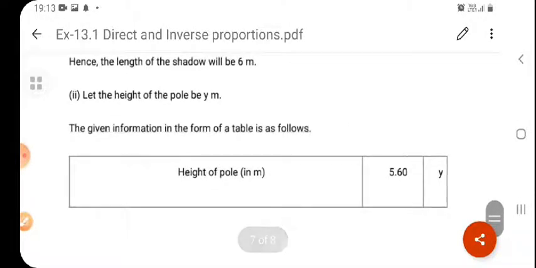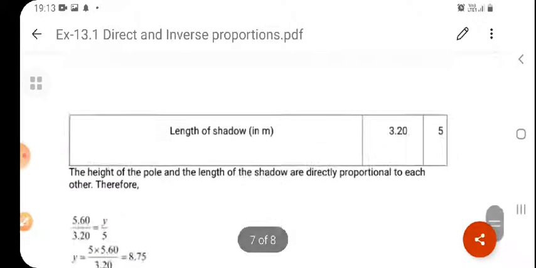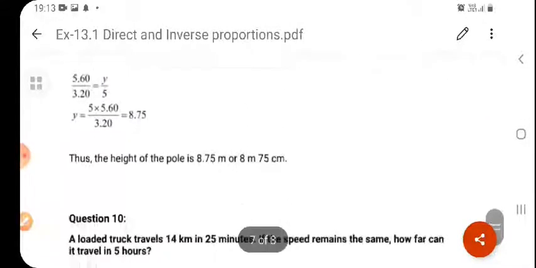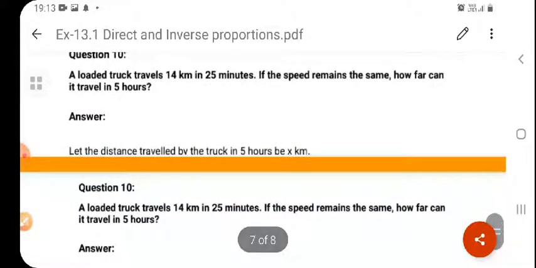Let the height of the pole be y meter. Okay, then the other things are given. We will calculate the value of y. So in this way all the questions are solved in the same manner.